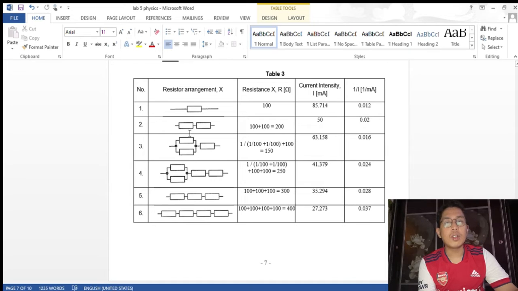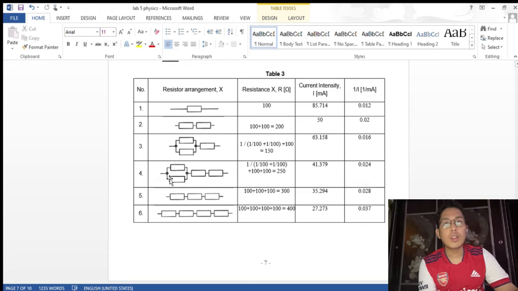And second, for the two resistor series arrangement, the total resistance is 200 ohm, the current intensity is 15 milliampere, and 1 over current intensity is 0.02 milliampere. The next one, for the two parallel resistor and one series resistor combination, the total resistance is 150 ohm, and the current intensity measured is 63.158 milliampere, and 1 over current intensity is 0.016 milliampere.